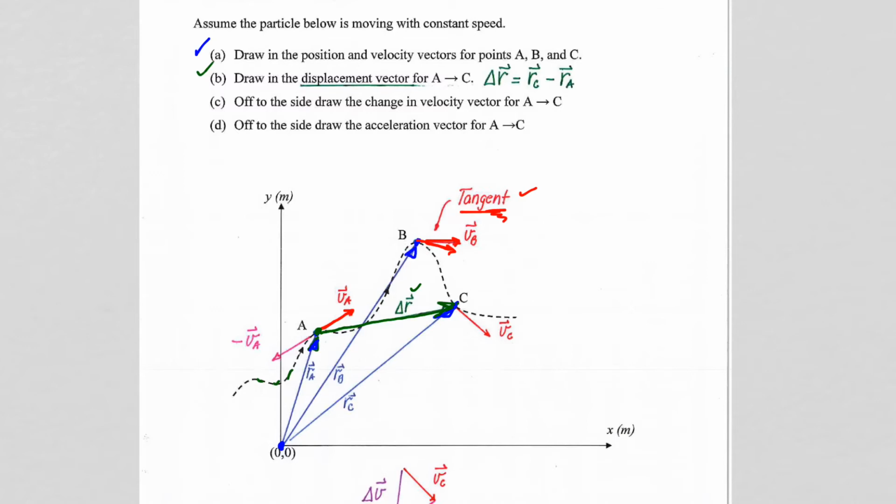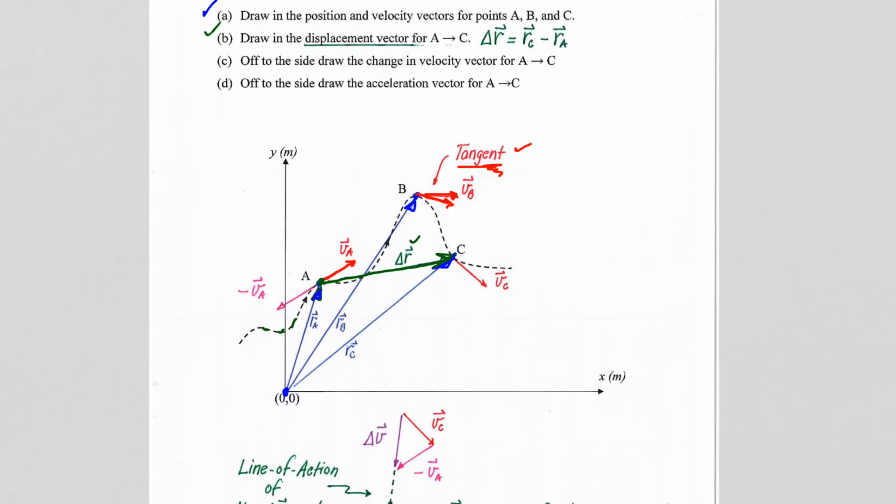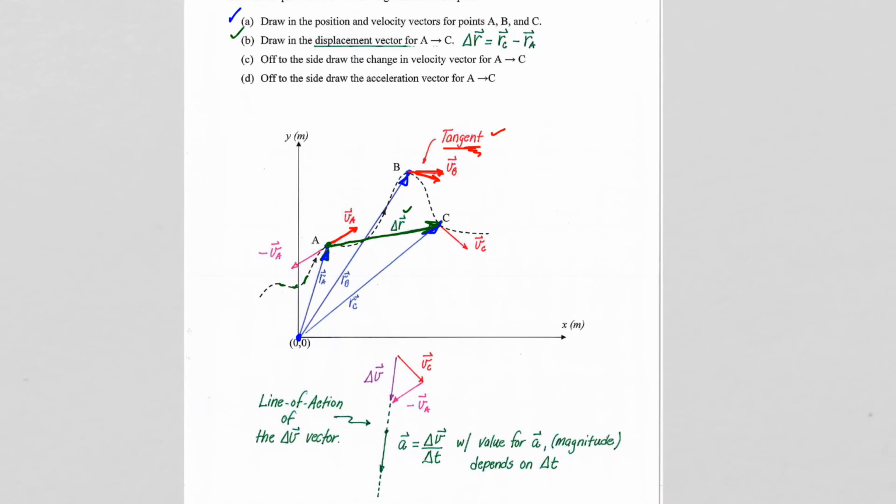Now, part C, it says, off to the side, draw the change in velocity vector in. So here we have a manipulation to do. We have to do the vector subtraction. V final minus V initial. We have V final is the tangent velocity at C minus V initial, which is my minus V initial vector over here, my purple one. So I'm going to do a final minus my initial here, and I am going to get my delta V vector put in, and that is the manipulation, the subtraction I need to do to get my delta V.